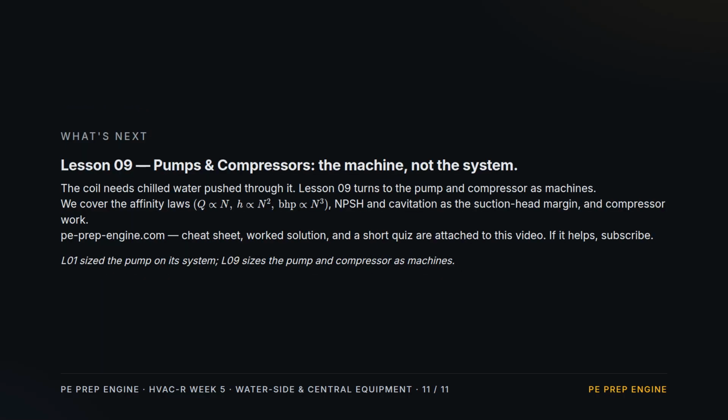Next up, Lesson 9. Pumps and compressors, the machine rather than the system. We take the affinity laws for speed and diameter, NPSH and cavitation as the suction head margin, and compressor work.